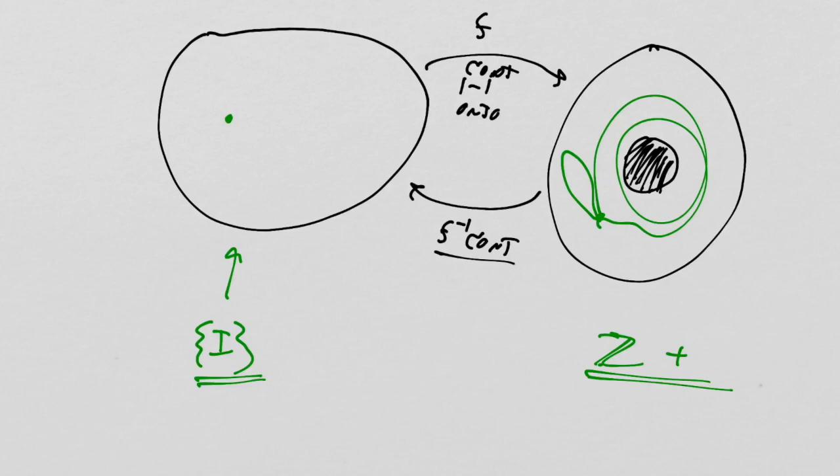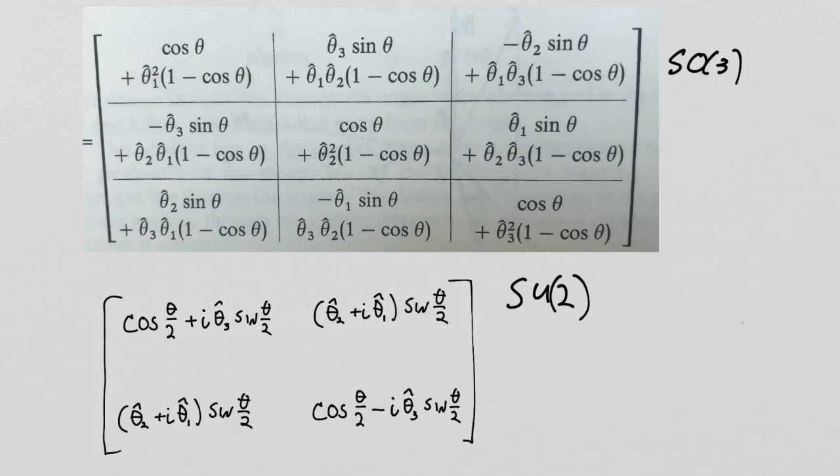Well, so is the fundamental group a topological property? Well, the answer is yes. The fundamental group is a topological property, and we're going to use that fact to show that SO3 and SU2 are not homeomorphic because they have different fundamental groups.